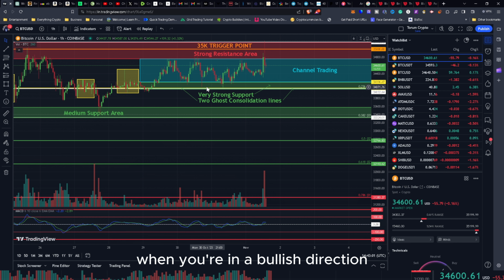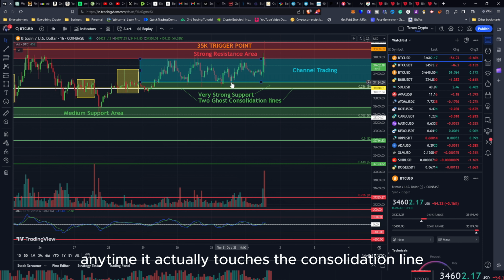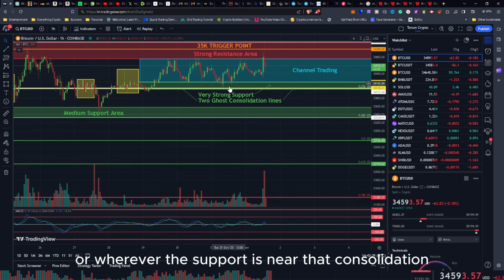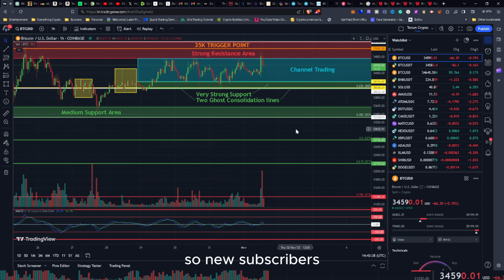When you're in a bullish direction, anytime the price dips below the consolidation line, again, entry point, if you know the market is still in a bullish direction here. Anytime it actually touches the consolidation line, as long as the market is still in an overall bullish direction, that's an entry point as well, because it means it's going to bounce off of the consolidation line or wherever the support is near that consolidation. So, new subscribers, that's pretty much what's going on.